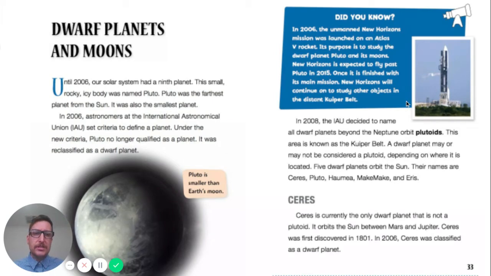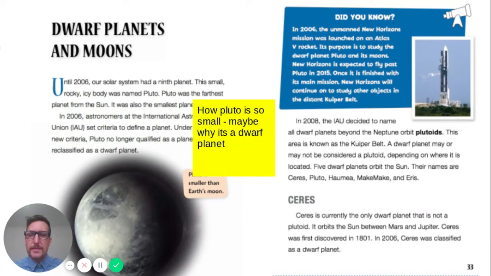I'm going to go over to this section here. I can see a rocket here. Or maybe they sent a rocket to Pluto to study it. I'm thinking this first part of the text might be about how Pluto is really small, because it talks about smaller than Earth's moon, and that's why it is a dwarf planet.